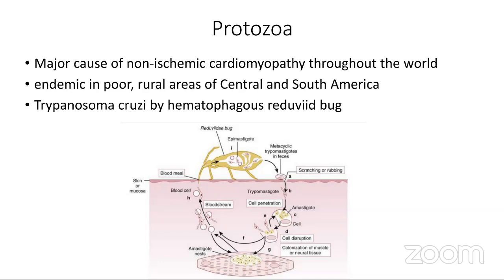Trypomastigote will enter the cells: the skeletal muscle, the neuron, the cardiac muscle. When it enters the cell, it infects the cell and changes into amastigote that will replicate in a very large number, to the extent that it may form an amastigote nest inside the skeletal muscle or the myocardium. Then the amastigote can transform into trypomastigote that circulates in the blood, causing parasitemia or infecting other tissues.